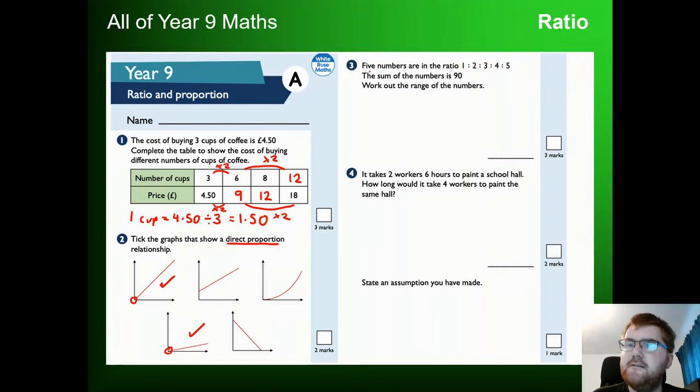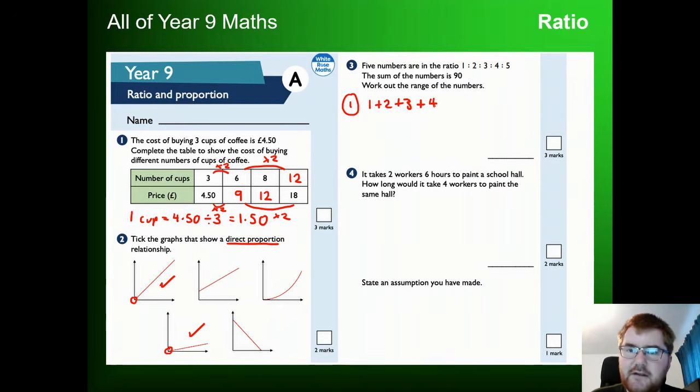Question 3, so 5 numbers are in the ratio 1 to 2 to 3 to 4 to 5. And the sum of those numbers is 90. Work out the range of numbers. So essentially this is a dividing by a given ratio question. So I tend to do this in 3 easy steps. Number 1, we add the parts of the ratio together.